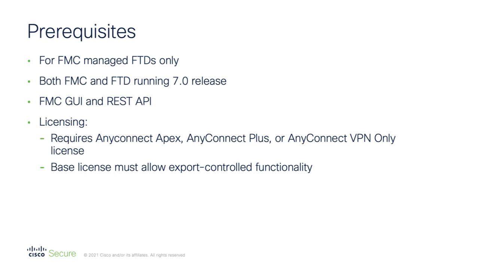Talking about the prerequisites for this feature, this is currently only for FMC managed FTDs, and both the FMC and FTD must be on the 7.0 release. This release adds support for this feature via UI as well as REST API. To leverage this feature, either AnyConnect Apex or Plus or VPN Only license is required, and the base license must allow export control functionality.